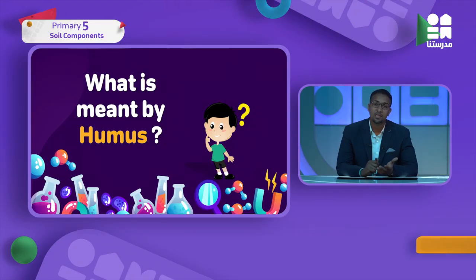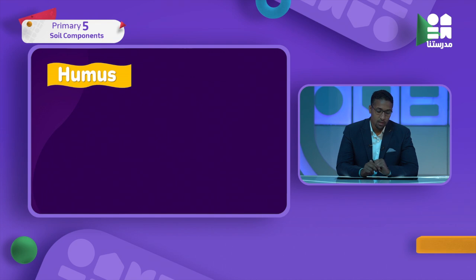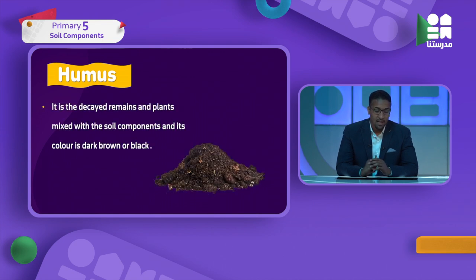نكمل. What is meant by humus؟ السؤال اللي احنا مستنيينه من بدري. What is meant by humus؟ ايه الهيومس اللي احنا بنتكلم عنه من اول الليسون ده واحنا عمرنا ما سمعنا عن حاجة اسمها هيومس قبل كده؟ طيب نشوف. Humus: it is the decayed remains of plants mixed with the soil components, and its color is dark brown or black.